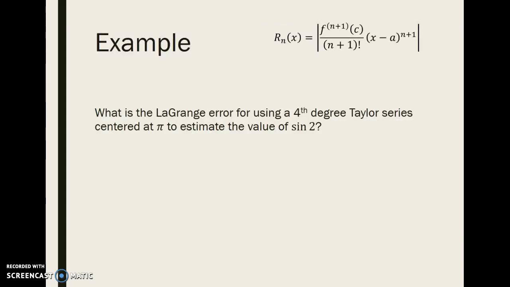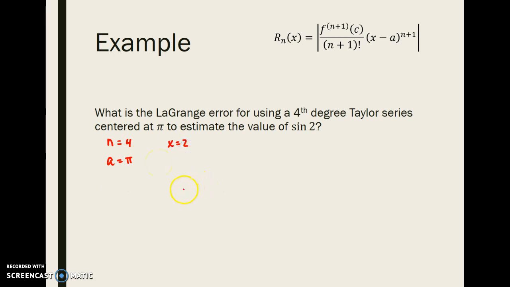All right. So we're going to figure out the Lagrange error for using a 4th degree Taylor series centered at pi to estimate the value of sine of 2. Okay, so that means that n is 4, a is pi, and x is 2.